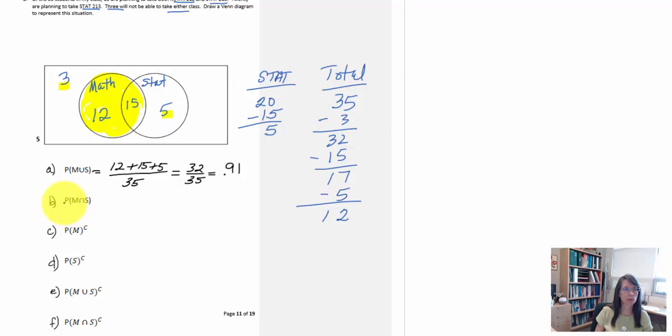Example B says the probability of math intersecting statistics. So this is where we're looking for students taking both math and statistics. That would be the 15. So 15 out of the total, that makes 15 out of 35. And when we divide 15 by 35, we get 0.43.